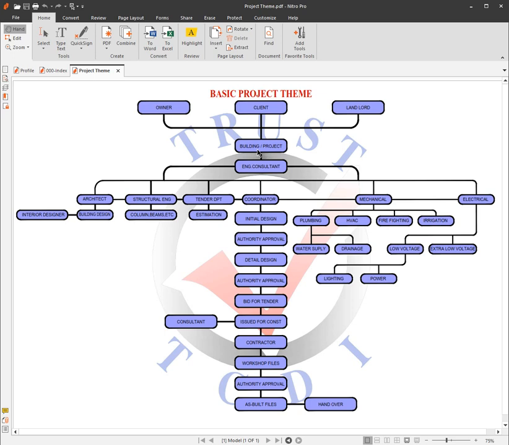Now if our client wants to start a building, basically he is a normal man in most cases. Maybe he is very good with his own business, but he doesn't know anything about construction, what the standards are and how things are processed. So he approaches an engineering consultancy.